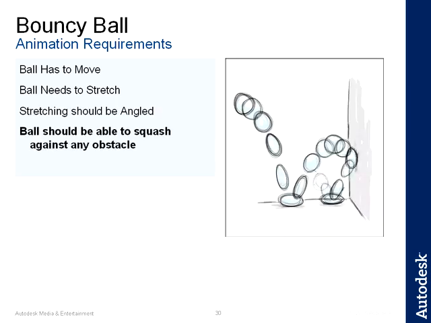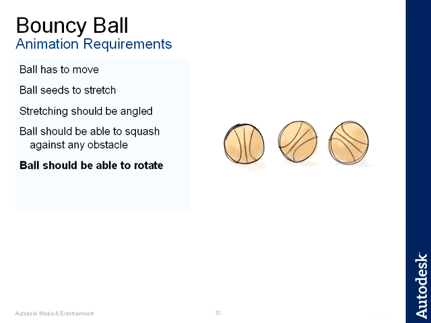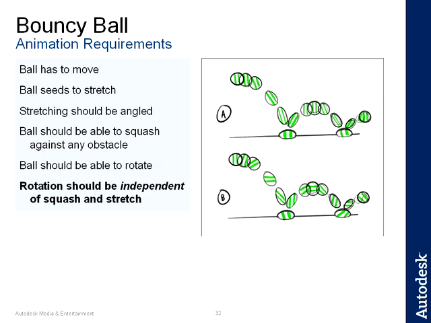And the ball should be able to squash against any obstacle. We can't just look at the ground and say the ball needs to squash only this way. If it's going to bounce off the wall, it's got to be able to squash that way. And finally, or not finally, sorry, the ball also needs to be able to rotate. Very rarely will you have a situation where the ball is not going to have some sort of texture. So you want to make sure the animator can rotate the ball in some way.